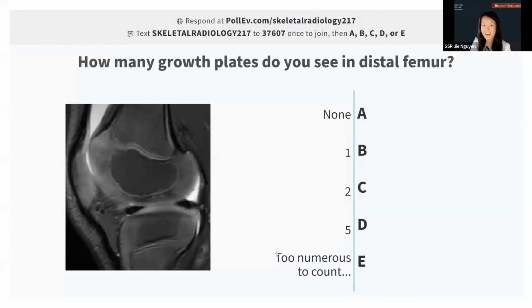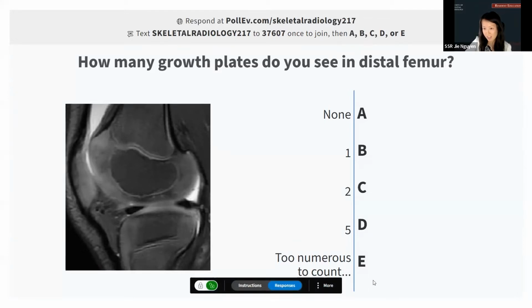So another poll question. How many growth plates do you see in the distal femur? I'm not asking about the whole image, or the ones that you potentially would see if you go to another image, but how many would you see just in the distal femur? I've shown here.